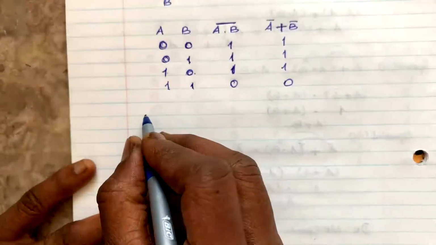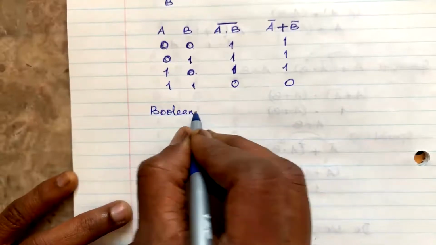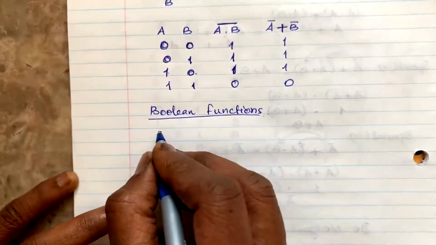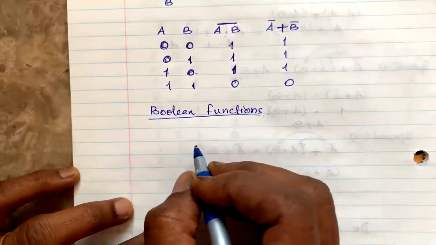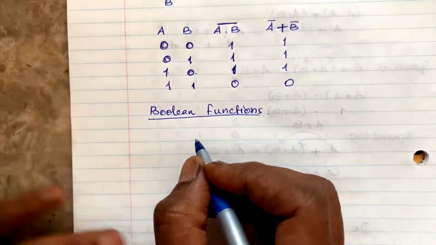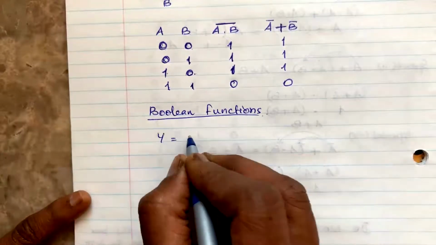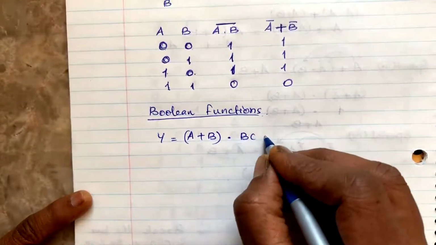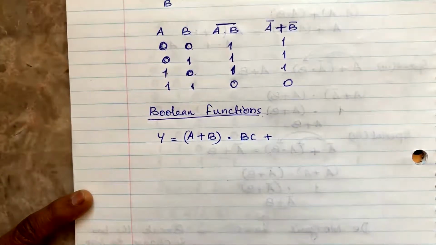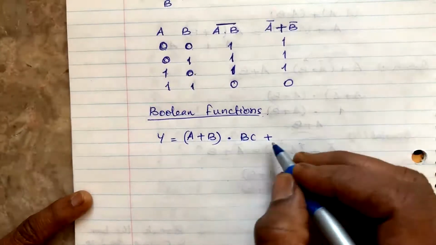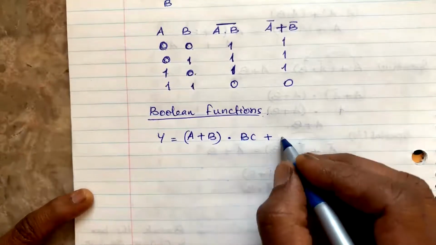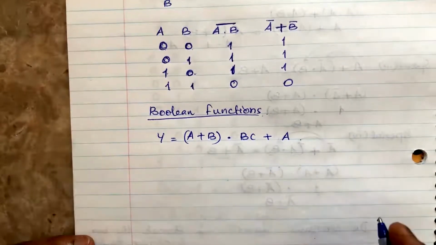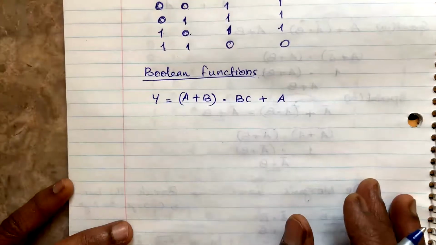Now we call it Boolean functions and reduction. We are going to simplify the Boolean function. The logic circuit itself could be called a logic function. Now I have a Boolean expression Y equals (A plus B) dot BC plus A. If I have an expression like this, (A plus B) dot BC plus A, how do I first sketch a logic circuit or logic function for this?